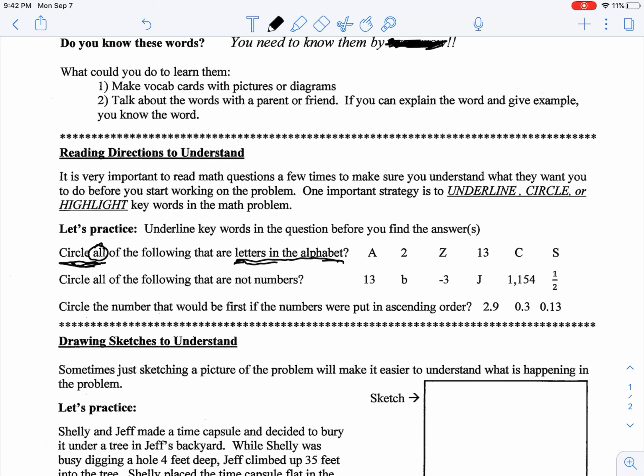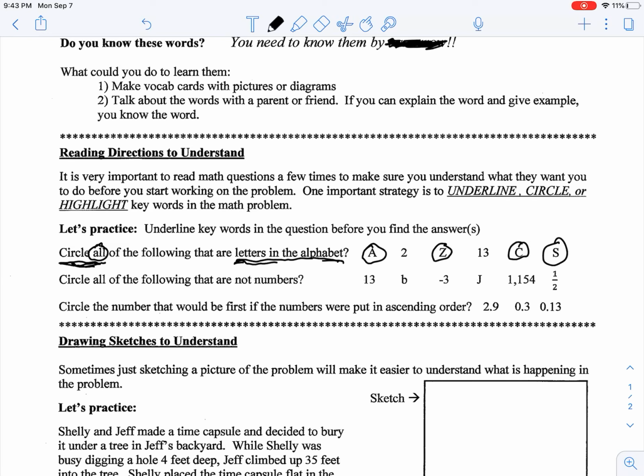All right, so let's do what it asks. We want to circle all the following that are letters in the alphabet. So A is obviously the first letter in the alphabet. 2 is a number, so we're just going to leave that be. Z looks like a letter in the alphabet to me. 13 is a number, so we will let it be. And then finally, we will finish by circling C and S because they are also letters.